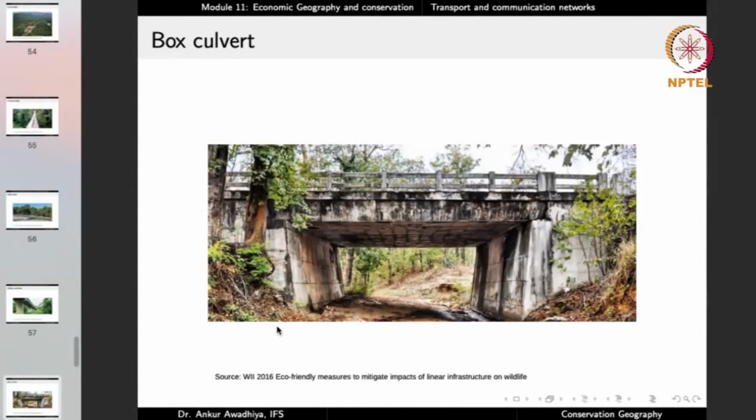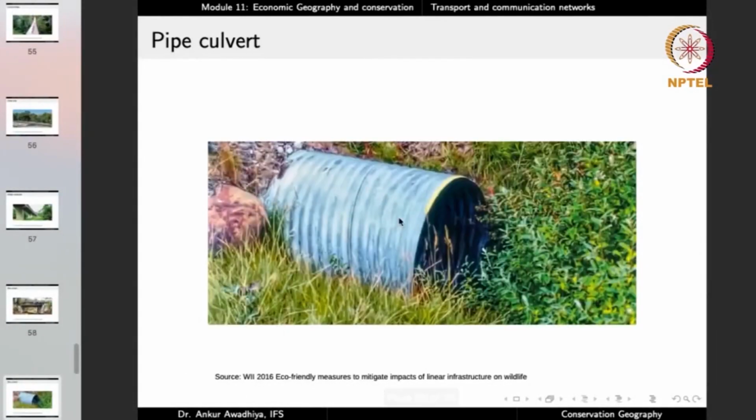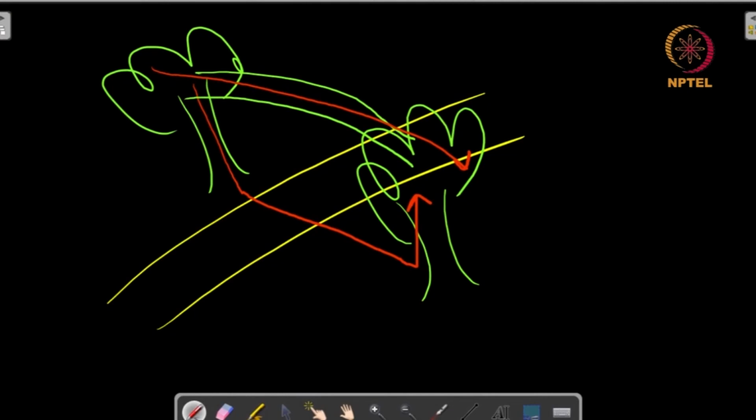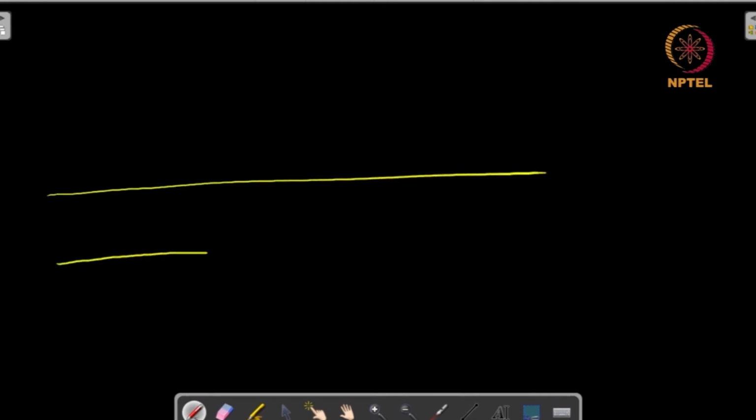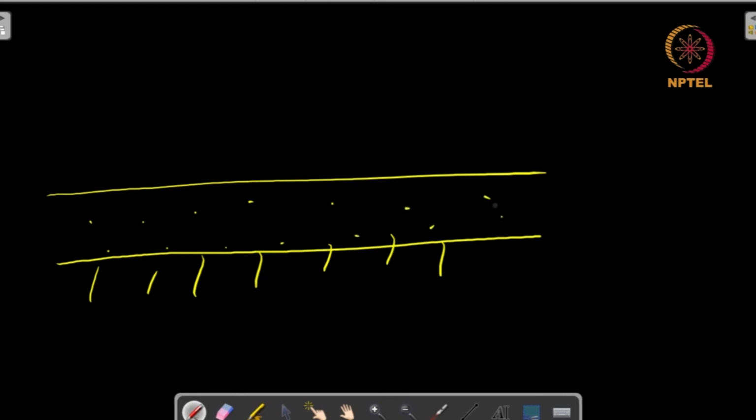Another option is a box culvert. Yet another option is a pipe culvert. Now, a pipe culvert is often needed in those areas where some amount of filling operation has been done. That is, if you have a road that is a bit above the normal ground. So if this is the normal ground level and the road is a bit above because material has been filled up here.